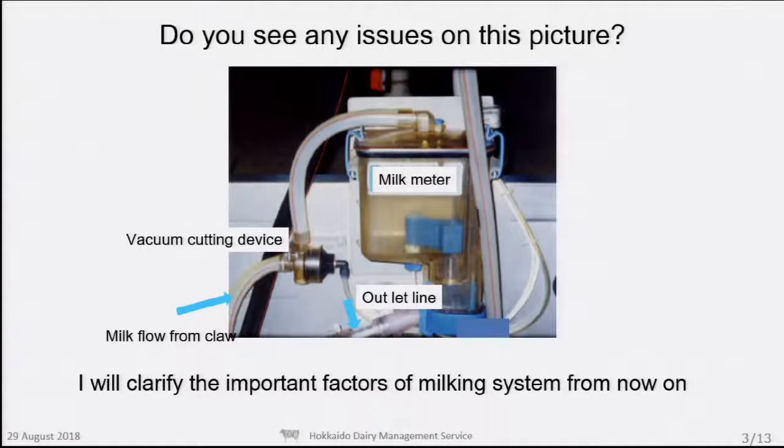A milking system technician must know the basic factors of the milking system. We will show the evidence of basic factors for the observation test. What is the matter in this picture? I will clarify the important factors of the milking system from now on.